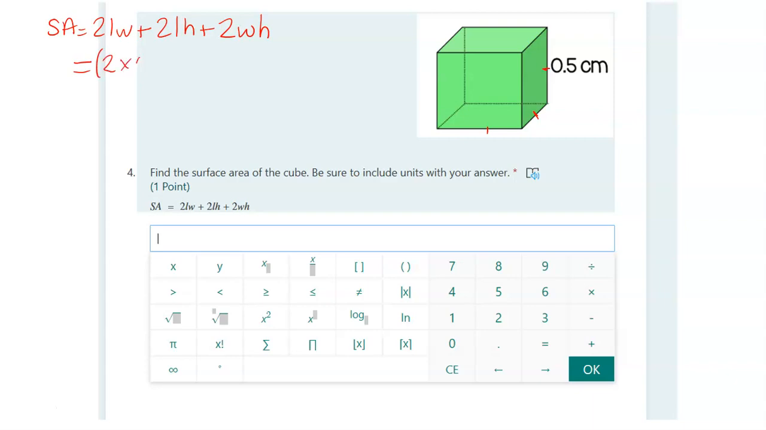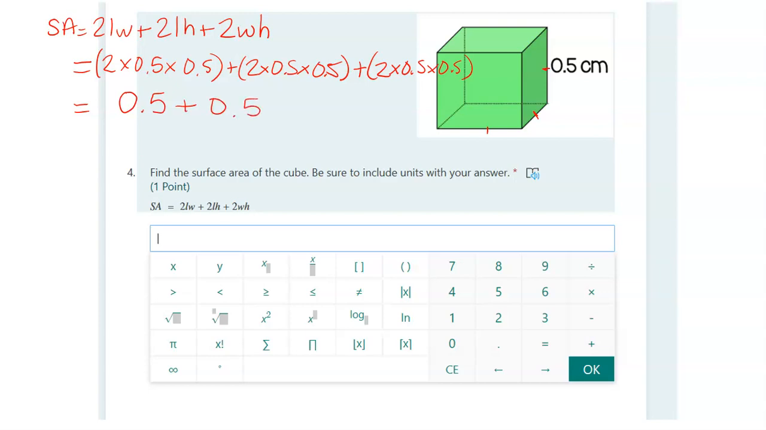So 2 times 0.5 times 0.5 plus 2 times 0.5 times 0.5, and again 2 times 0.5 times 0.5. Now when you calculate this, 2 times 0.5 times 0.5 equals 0.5. And that'll be the same for the other dimensions. And I'll get an answer of 1.5 centimeters squared.